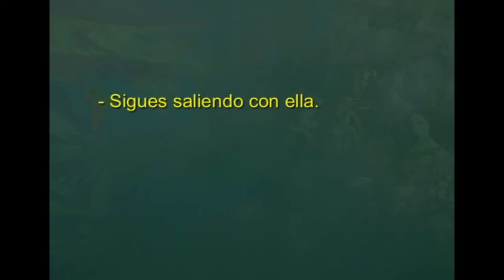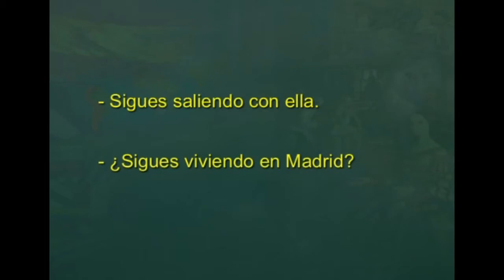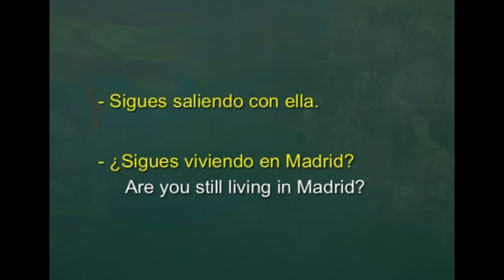The other question that appears in this conversation is ¿Sigues viviendo en Madrid? Meaning, are you still living in Madrid? In both the sentences, seguir gerundio is used to indicate the action in continuity. So, we saw how seguir and continuar verbs are used to talk about the continuation of action until now.